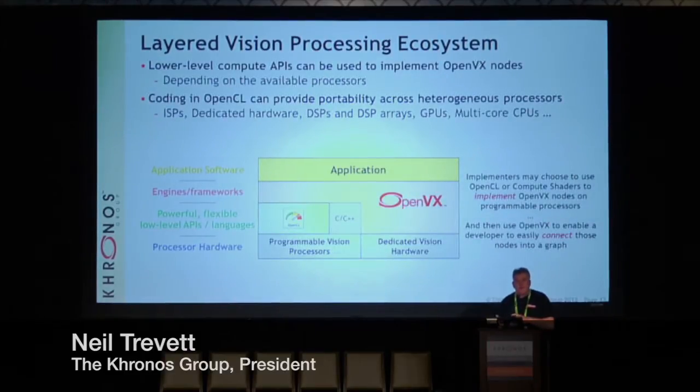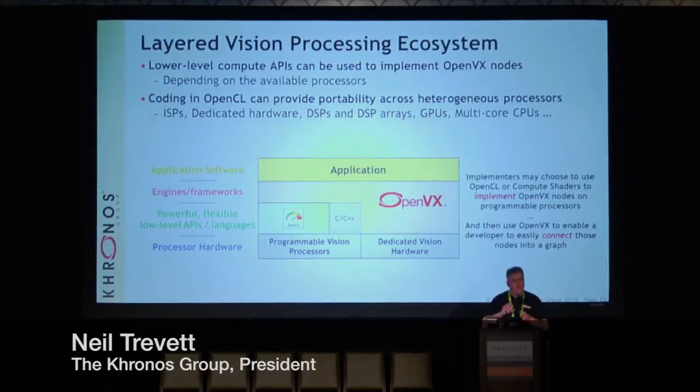Now we're actually finding that OpenCL is being used to accelerate OpenVX. You don't have to use OpenCL, but it's certainly one option that implementers have. And if you are running OpenVX over a GPU with an OpenCL framework, then it can be a good way to get acceleration. So what we're finding is that people are using OpenCL in some cases to code their nodes or their primitives and providing a full range of OpenVX primitives to their developers. And then the developers don't have to go down to the OpenCL level. They can stay at the higher level of abstraction, which is the OpenVX graph.